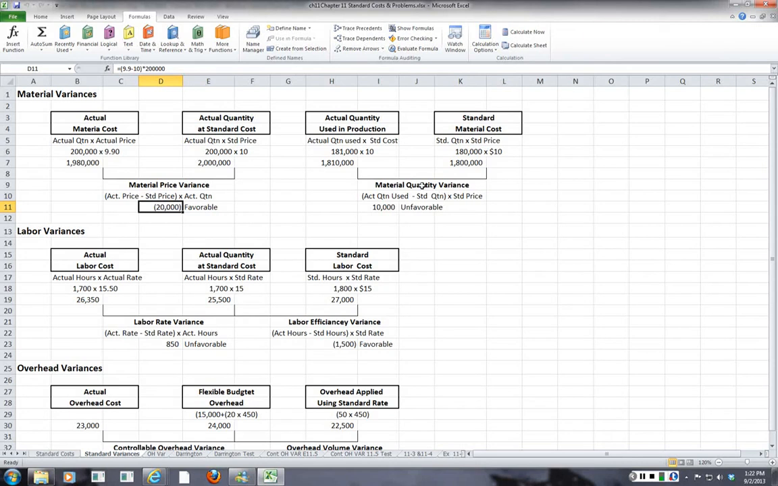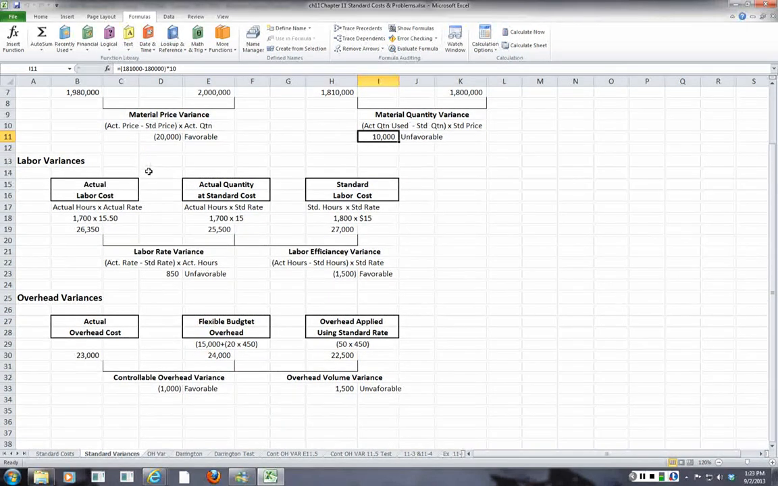Now, the material quantity variance is the difference between the actual quantity used in production and the standard quantity, at standard cost. The actual quantity used in production, in this case, is 181,000, multiplied by the standard cost, which is $1,810,000. The standard amount is 180,000 times the standard price of $10, so the material standard cost is $1,800,000. You subtract the two, and you can see that the material quantity variance is the difference between 181,000 and 180,000, which is 1,000, and you multiply that by $10 and come up with a $10,000 unfavorable variance, because more were put into production than is the standard. So that's the material quantity variance.